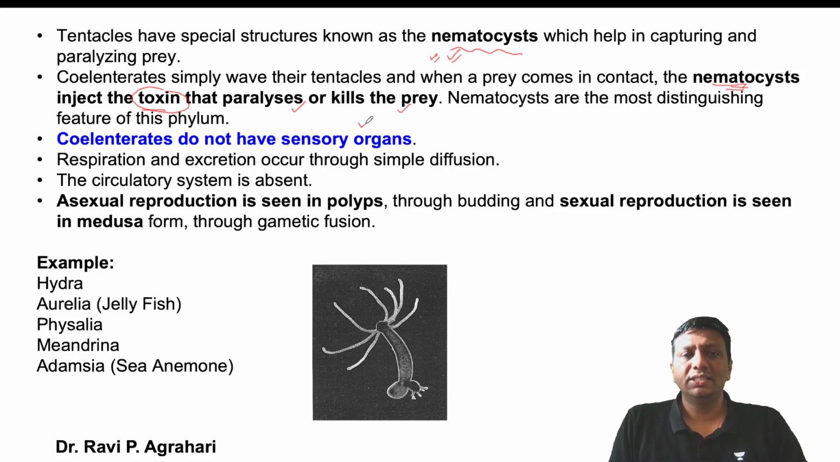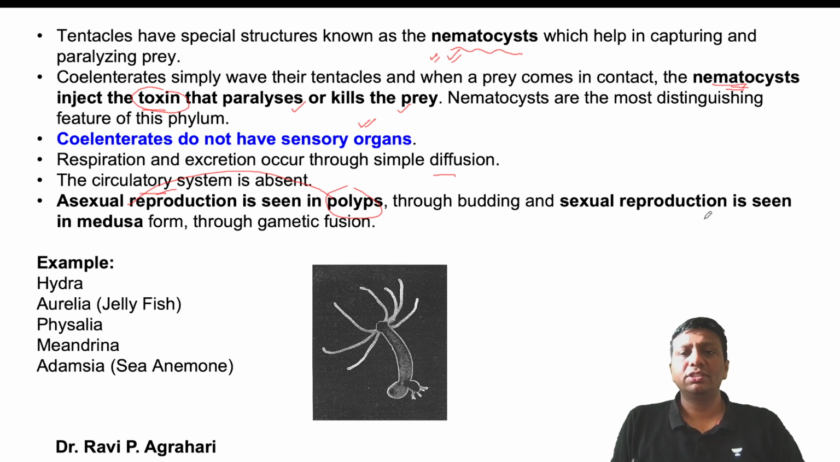Cnidarians do not have a sensory organ. Respiratory and excretory functions happen normally through diffusion. The water is coming in and through diffusion the waste material is removed outside. A proper circulatory system is not there. Asexual reproduction is performed through polyps. The body part of polyps is going to break and they are generating new cnidarians.